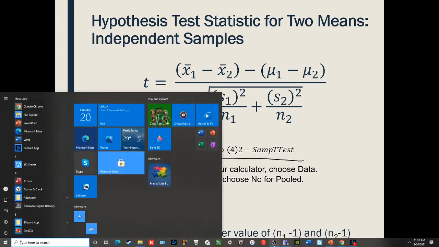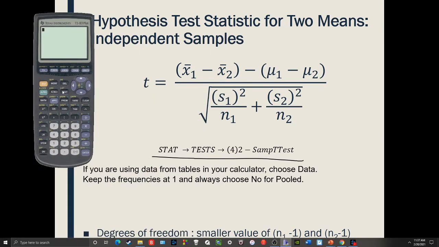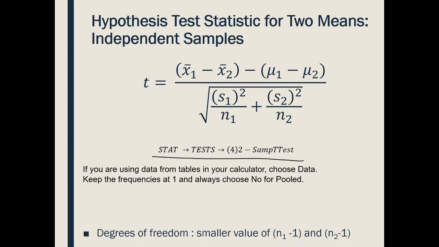Just to show you where this menu is, we go to STAT, TESTS like before, and then we go down to the 2-SampTTest, because we have two samples and we're doing a t test because we're testing an average. That's the name, 2-SampTTest, right? I'll show you here, but there's going to be an option where it says pooled or not. We are going to choose no for pooled. We're always going to choose no for pooled.